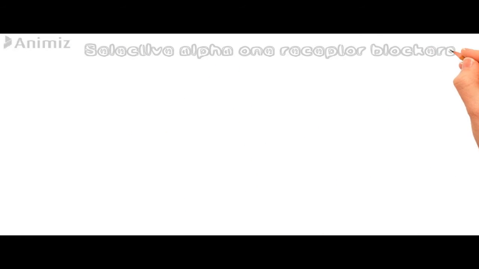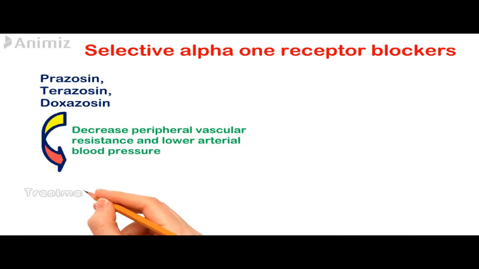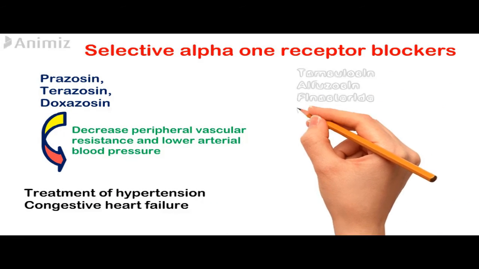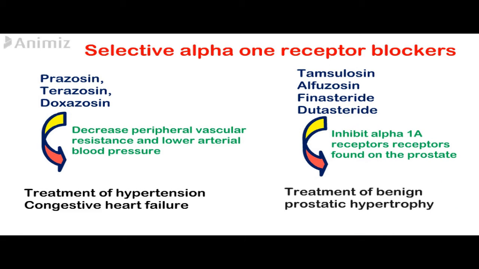Now, the second group, which are the selective alpha-1 receptor blockers, include drugs like prazosin, terazosin, and doxazosin. Because they block alpha-1 receptors, they will decrease the peripheral vascular resistance and lower the arterial blood pressure. That's why they are mostly used to treat hypertension and also congestive heart failure. While tamsulosin, alfuzosin, finasteride and dutasteride inhibit especially the alpha-1A receptors, which are found on the prostate. That's why they are mainly indicated to treat benign prostatic hypertrophy.